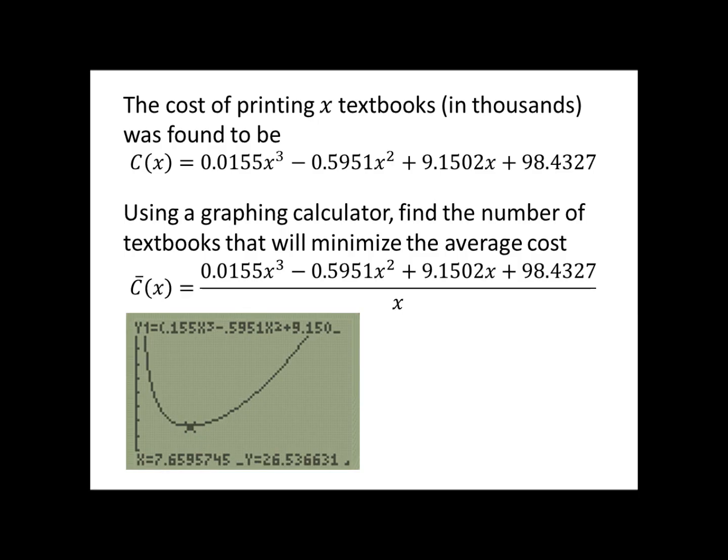Now, what is their lowest average cost? Well, we can read that off right there also. It's $26.54.